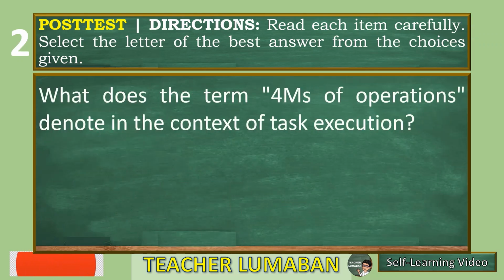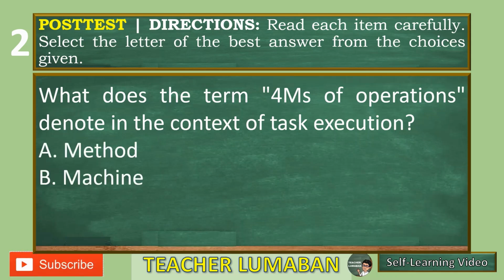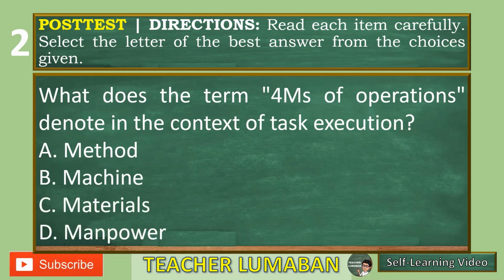What does the term 4Ms of operations denote in the context of task execution? A. Method. B. Machine. C. Materials. D. Manpower.